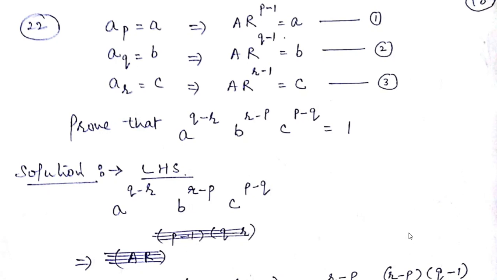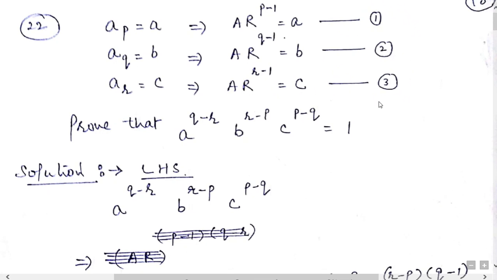Hello students, let us start from question number 22 of exercise 9.3. In this, the pth term is given to you, the pth term is a, and the qth term of the GP is b and the rth term is c. We already know the formula a r raised to power n minus 1. It means in this a r raised to power p minus 1 is equal to a, a r raised to power q minus 1 is equal to b, a r raised to power r minus 1 is equal to c. Suppose these are the three equations.